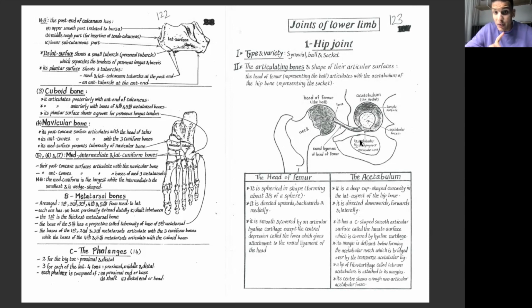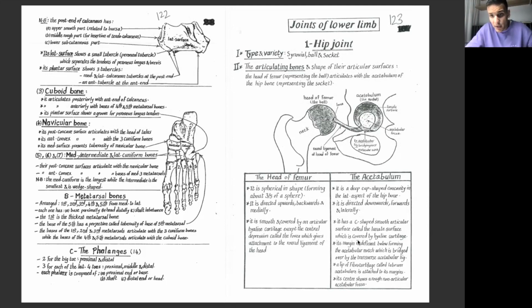Okay, and then there's a round ligament of the head of the femur. This round ligament extends from the acetabulum and inserts into this ball, and that's the round ligament. As I said, the joint here is made up of the head of the femur. It is smooth and covered by articular hyaline cartilage, except the central depression called the fovea, which gives attachment to the round ligament of the head. So remember that this hole where the round ligament inserts into the ball of the femur is called the fovea. Okay, the acetabulum is a deep cup-shaped concavity, just like here.